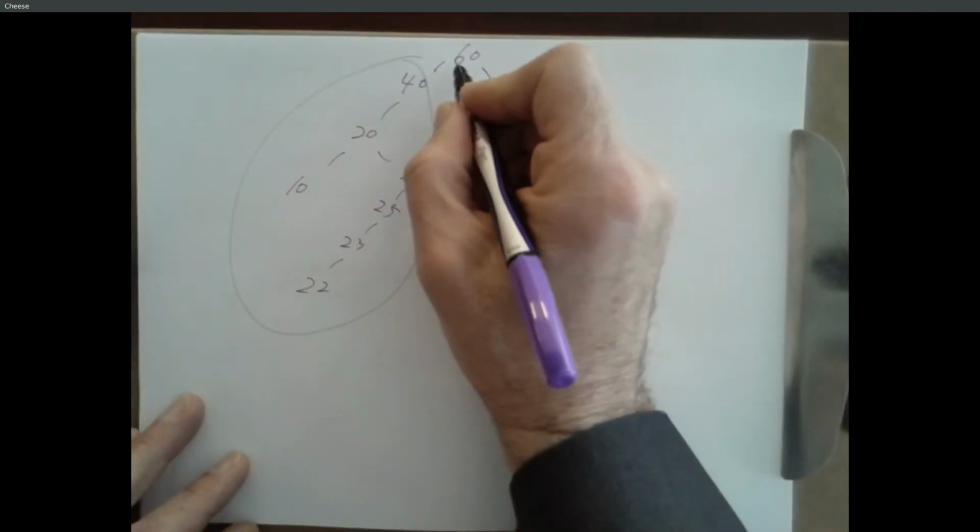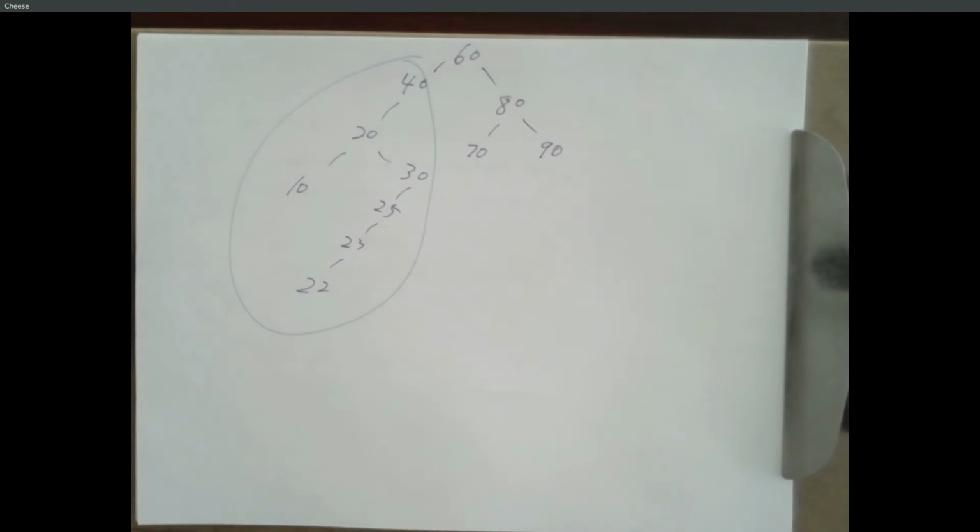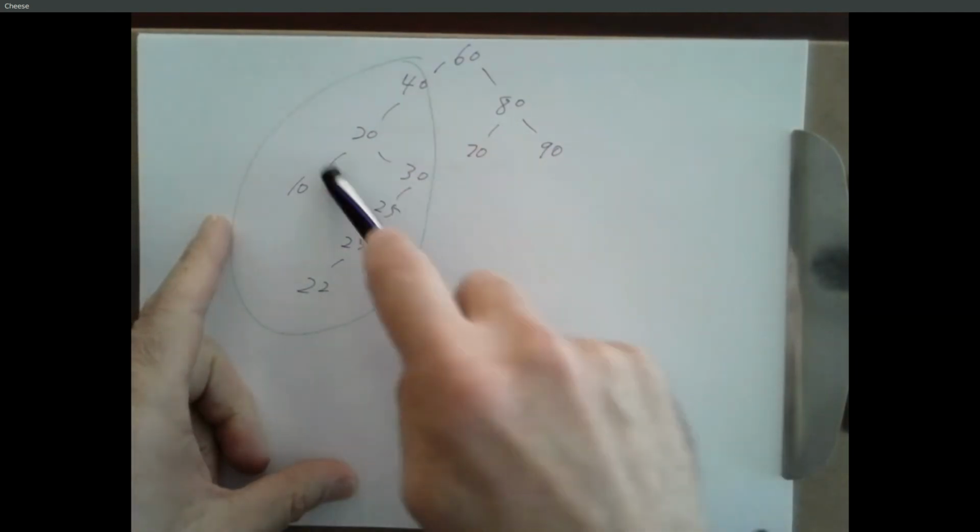So if I just take 60 and I just say free that, I've got two problems. One, my root was pointing to 60 and I've just freed that memory, so if I try to use my root in the future, I'll probably get a seg fault. And two, my subtree here and my subtree there have been orphaned. They're not attached to anything.